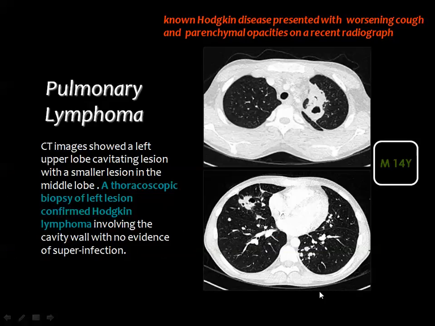And you see here patchy opacity with central cavitation in the apex of the left upper lobe may be mistaken for tuberculous infection, and there is another lesion in the middle lobe showing similar criteria in this pediatric age, and this patient is also known to have Hodgkin disease. Then you should go for the possibility of pulmonary lymphoma.